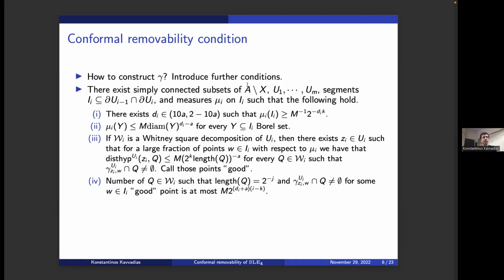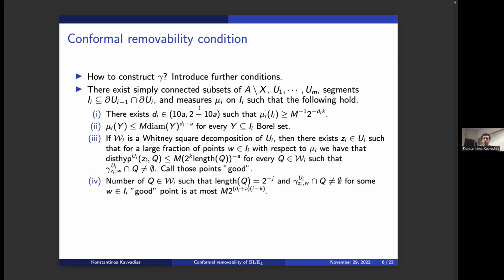And we also require segments I_j, which are contained in the pairwise intersection of their boundaries. I mean, we require that the boundaries of those domains pairwise intersect. And we also require that there exists a measure μ_j on each segment I_j, such that the following conditions hold. The first condition has to do with a lower bound on the mass of every such segment under the measure μ_j, which is at most a small but fixed number times 2 to the minus d_j times k.